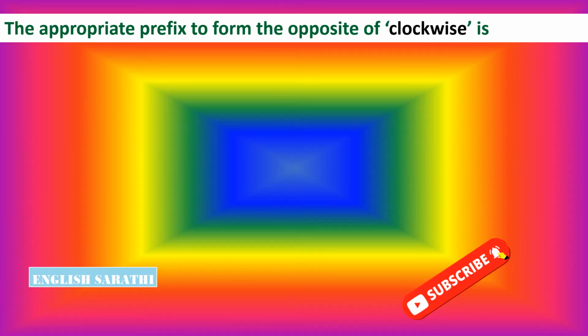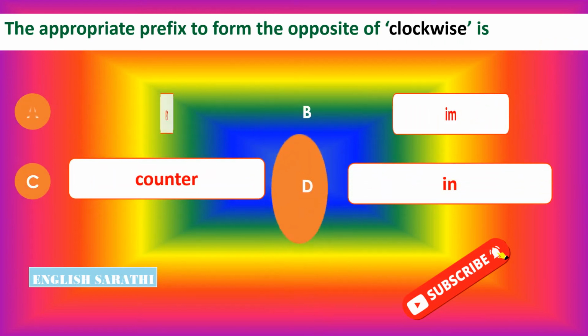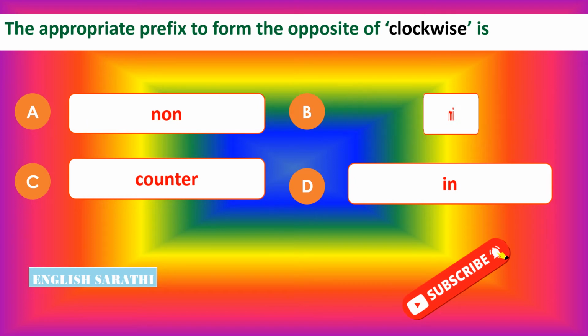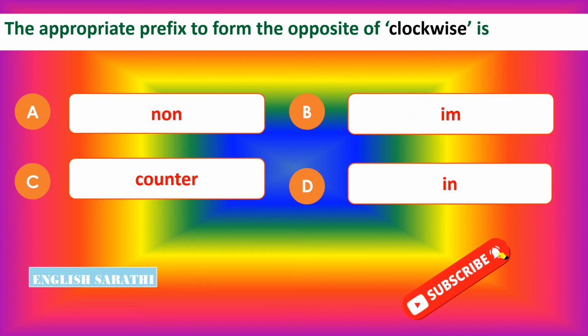The appropriate prefix to form the opposite of clockwise is. Look at the following options. Option A, non. Option B, im. Option C, counter. Option D, in. The right answer is option C, counterclockwise.